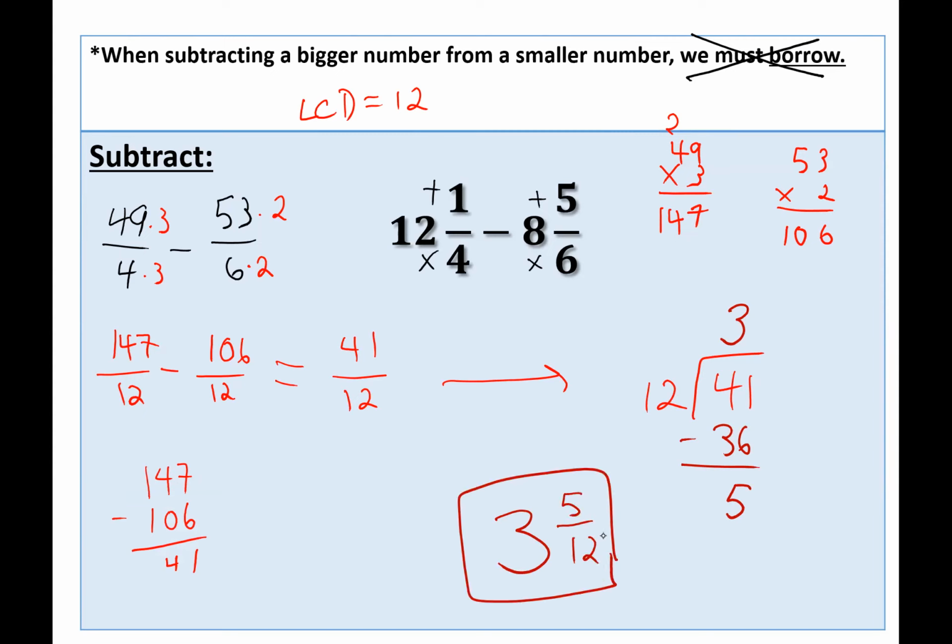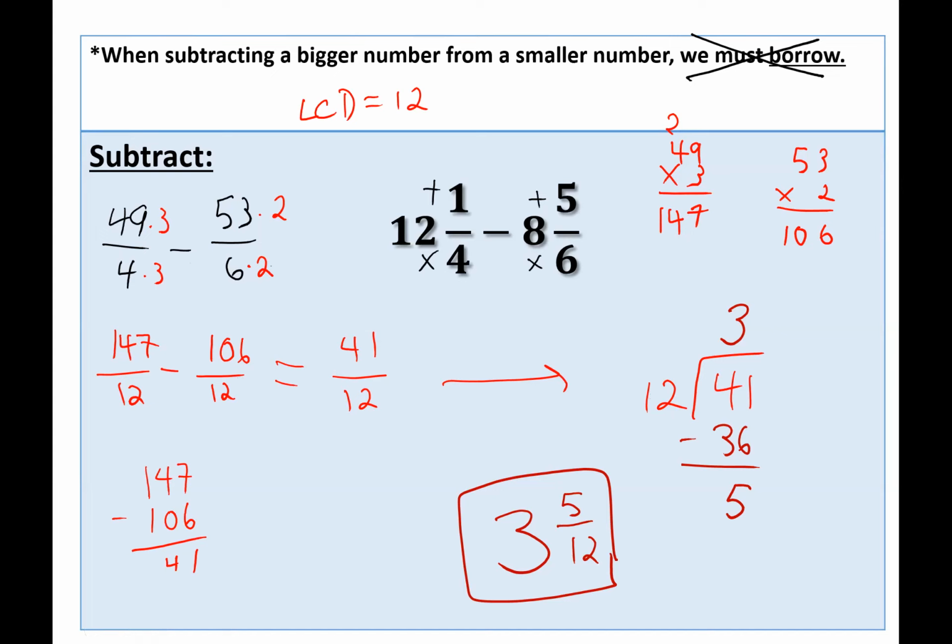Okay, so you just saw the same problem done twice. The first time you saw it, we borrowed. And then the second time, what we did is we changed our mixed numbers into improper fractions. We had to get common denominators, we subtracted the numerators, and then because we ended up with an improper fraction, 41/12, we had to do an additional step of changing it back to a mixed number.